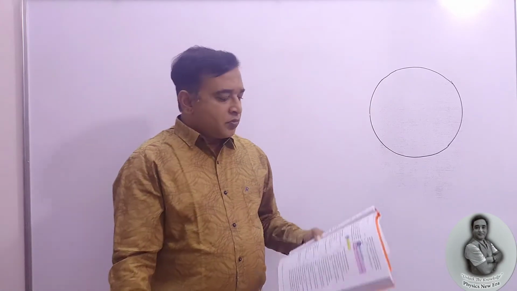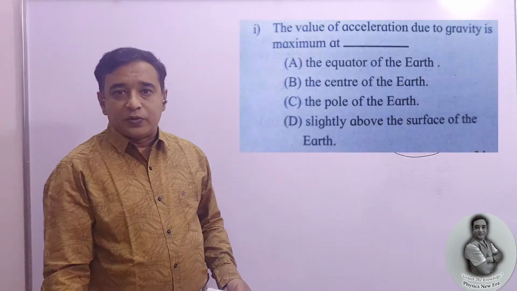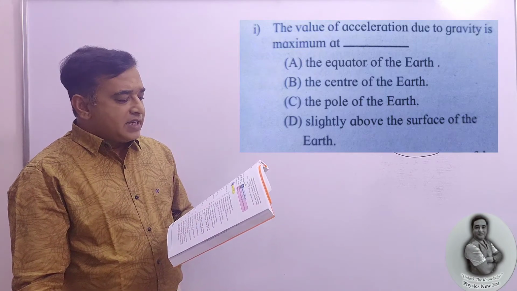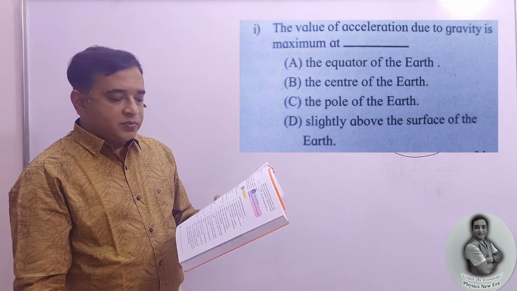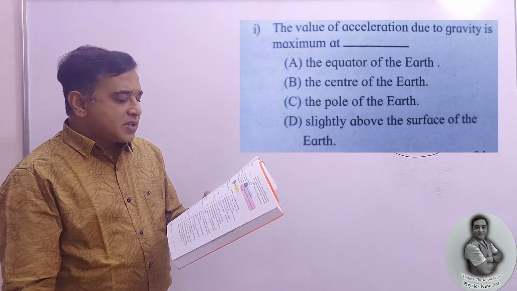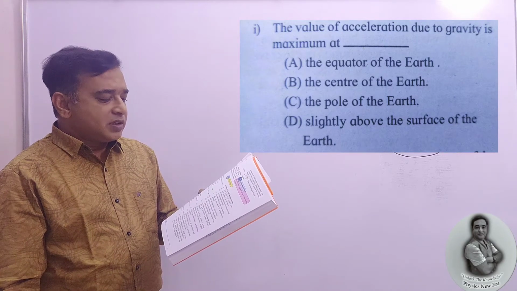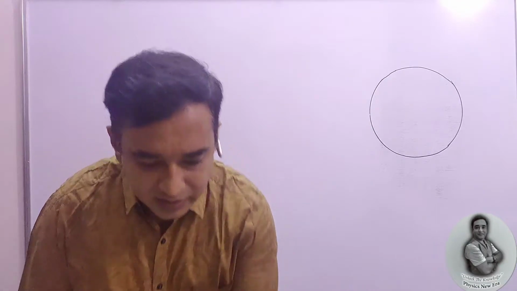Number 1. I'm going to read that one. See the first MCQ before you. The value of acceleration due to gravity is maximum at: A. The equator of the earth. B. The center of the earth. C. The pole of the earth. D. Slightly above the surface of the earth. Let us see the explanation regarding this one.